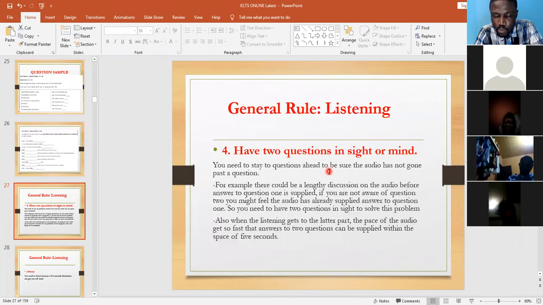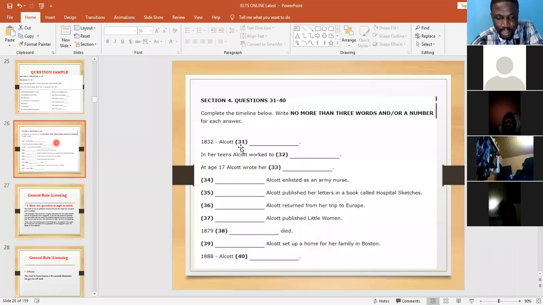When you observe rule 3, that is before the audio starts, you have raced through your question format. But when the audio now starts, I'm going back to a sample question. Your mind is on 31, that is 1832, what happened? You are listening out for it, and your eye is on 31, but your mind is also able to follow 32. You know 32 is in teens. So you need to have raced through your question before the audio starts. You are on question 31, but your mind is also on 32.